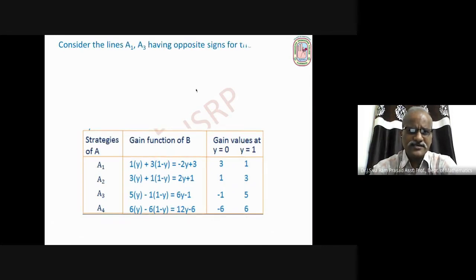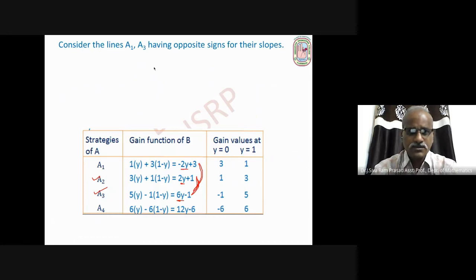Consider the lines A1, A3 having opposite signs for their slopes. Observe from the gain functions. A1 here y coefficient negative, A3 here y coefficient 6 positive. Okay, so these two lines have opposite signs for their slopes. So A2, A3, these two are not opposite signs, since here y coefficient positive, here also y coefficient positive. That means A2 and A3 have the same direction for their slopes. So it is clear from the graph. Okay, both are upward.